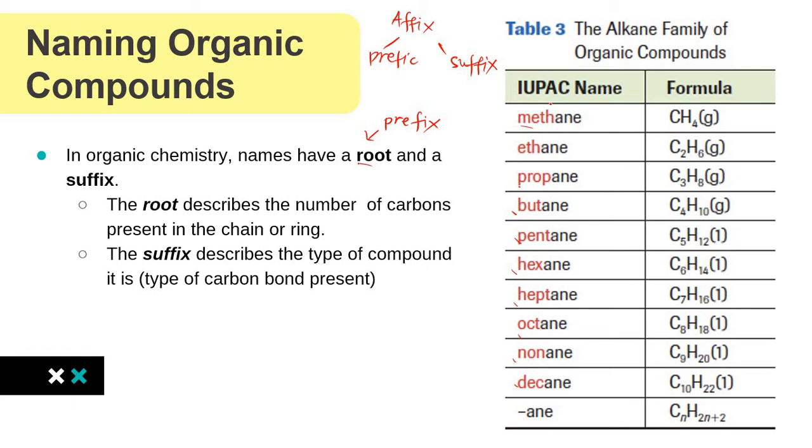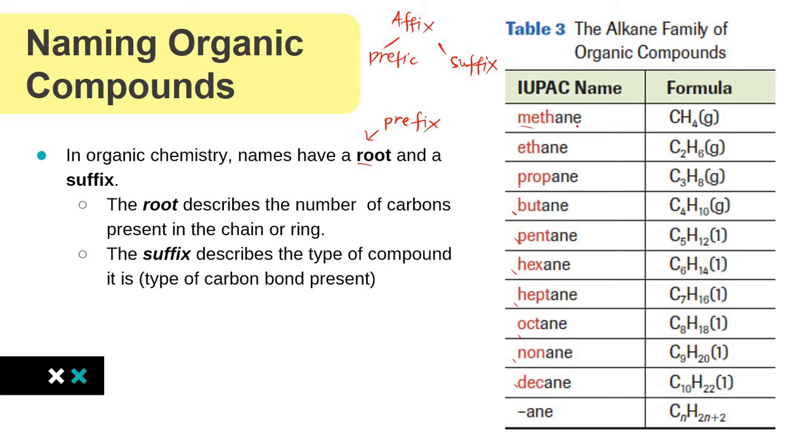For meth, it means there's 1 carbon. Eth, 2. Prop, there's 3. But, there's 4. Pent, there's 5, and so on. Hex, 6. It's familiar. Hept, not so familiar. It's 7. Oct, familiarly 8. Non, 9. Dec, it's 10.